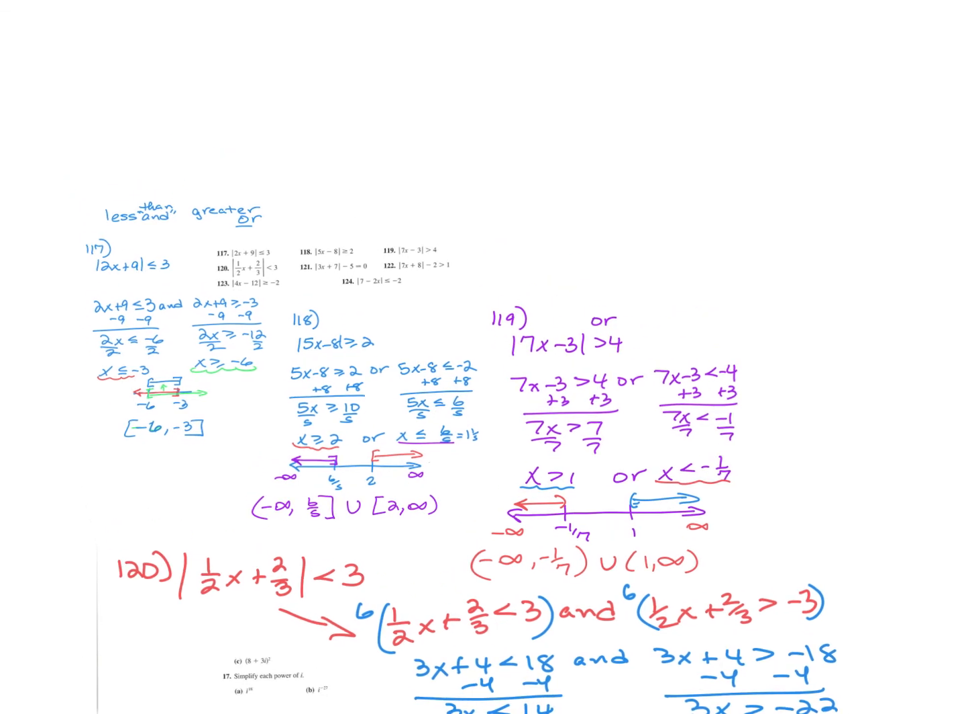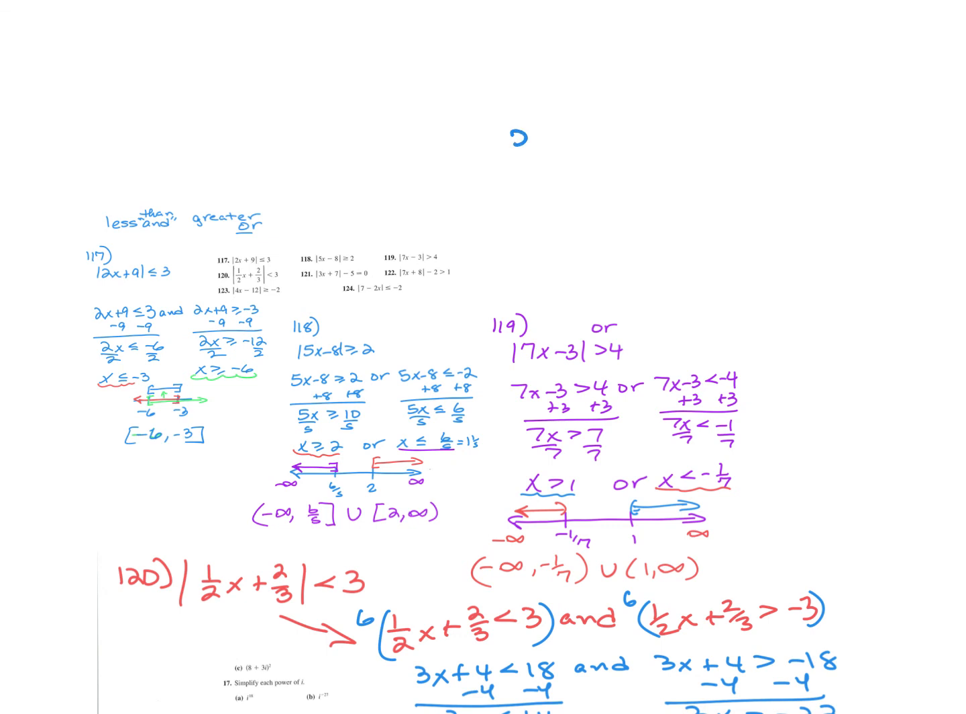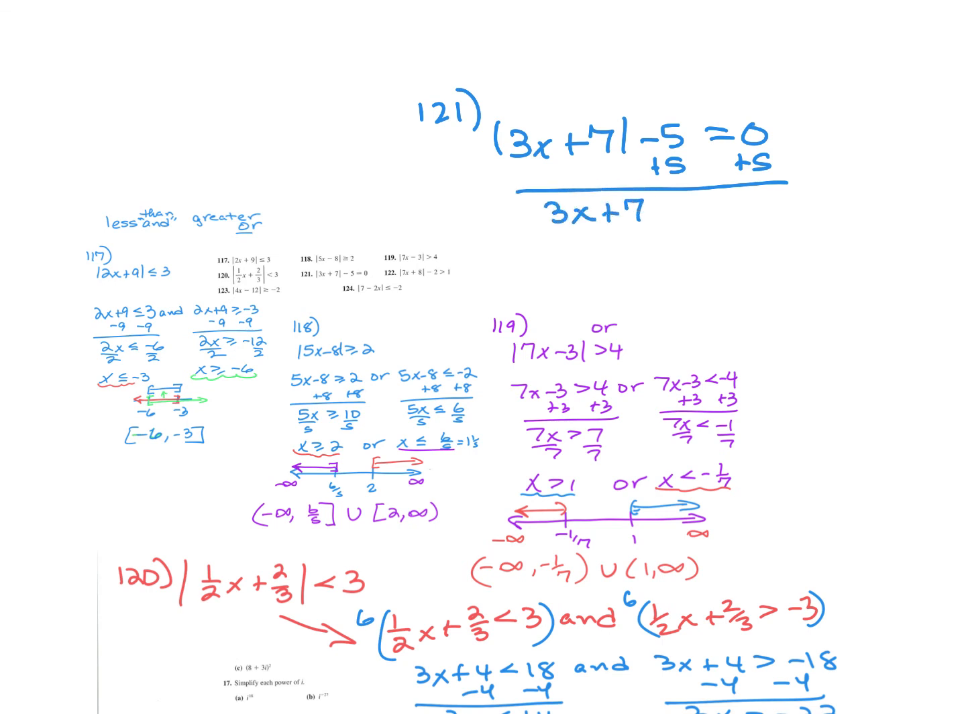This one is an equation. So 3x, this is 121, |3x + 7| - 5 = 0. The first thing you should always do is isolate the absolute value. So I need to move the 5 over. |3x + 7| = 5.